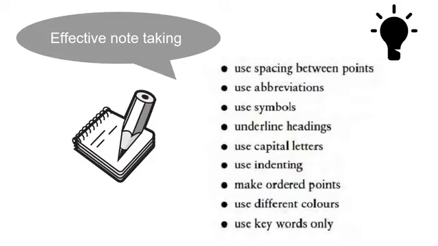So how to be an effective note taker? Here are some tips. Use spacing between points so that your writing will be clear. Use abbreviations and make them standardized. Don't change the abbreviations each time so that when you come back to them, you understand them. Use symbols to take notes rapidly.